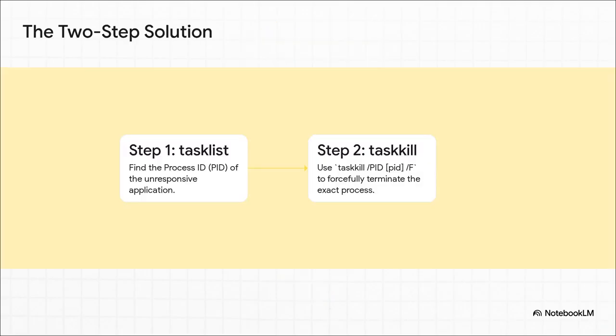And here it is, your perfect two-step answer. Step 1, you type tasklist. This gives you a list of every single running process and its unique process ID, the PID. You find the frozen app on that list and you grab its PID number. Step 2, you type taskkill /PID followed by that specific number. The /f switch tells it to force it to close. No questions asked. It's surgical, not a sledgehammer.